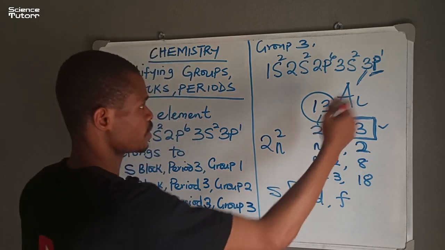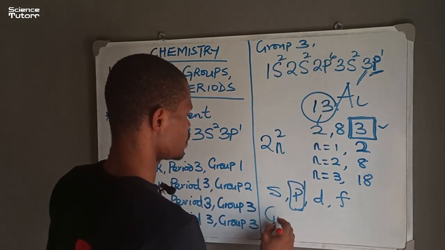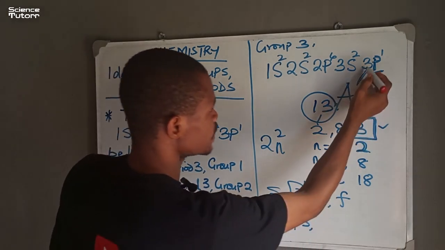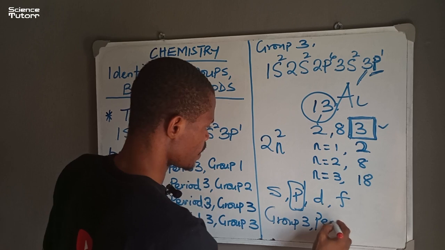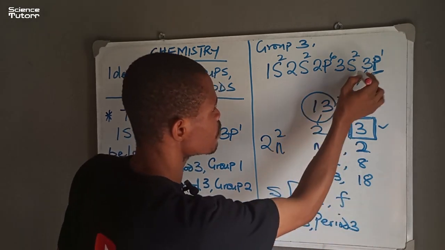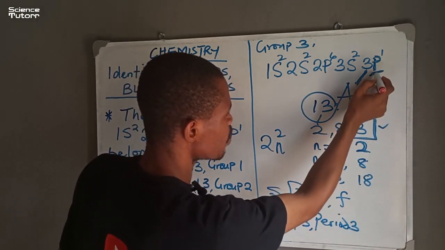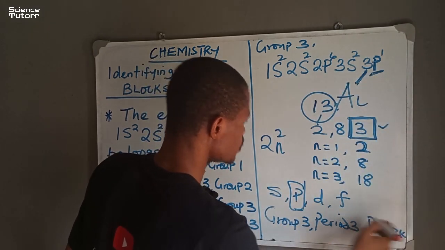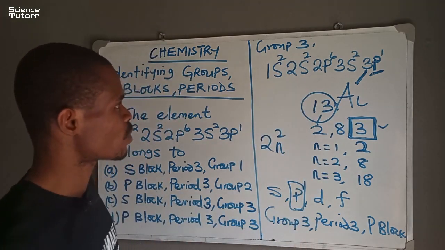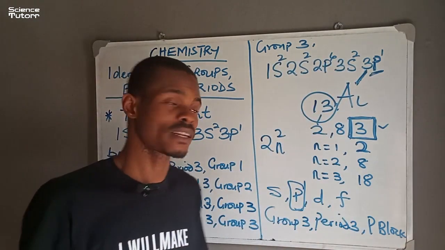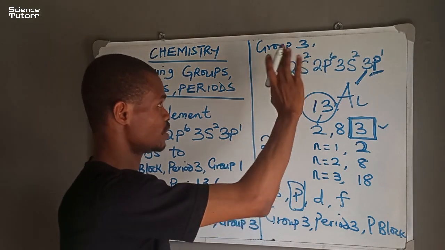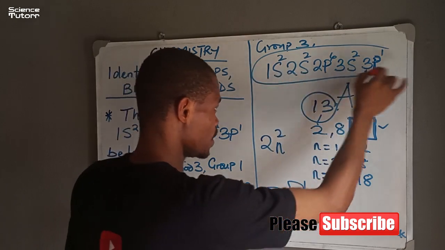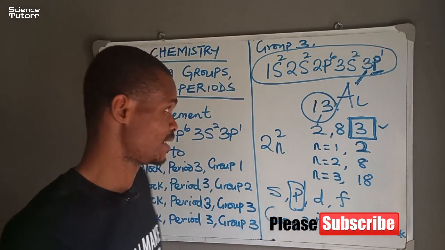In summary, it simply means the element belongs to group 3, period 3. From here we identify the period, and then it belongs to the P block. So we have this to be P block. So when elements or electronic configurations are given, you can easily tell the block, the period, and the group to which the element belongs by simply using eyesight.